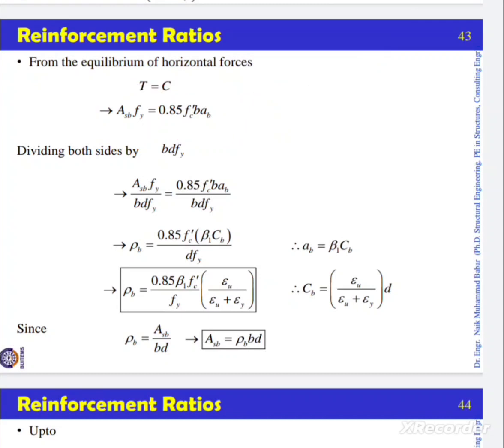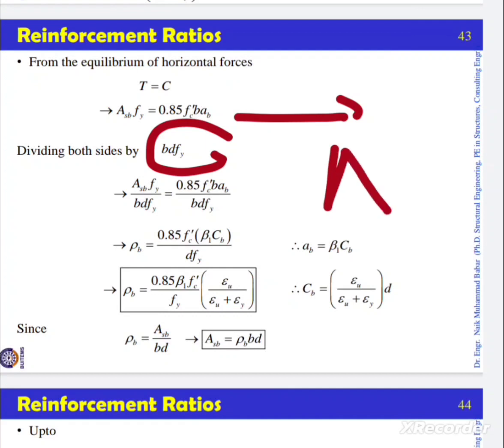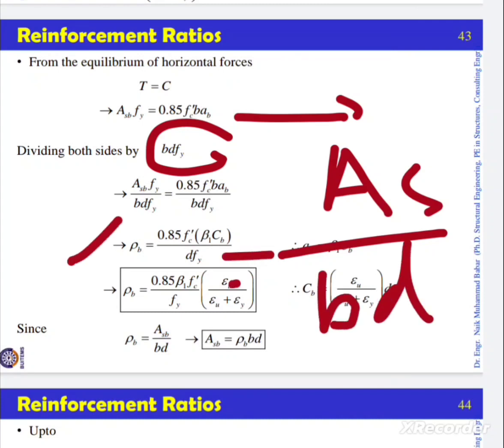So divide this equation by bdFy. What is the reinforcement ratio? The reinforcement ratio is the area of steel divided by the effective area, bd. For any type of condition, the reinforcement ratio is denoted by the symbol rho, and the definition of reinforcement ratio is the area of steel divided by the effective area.